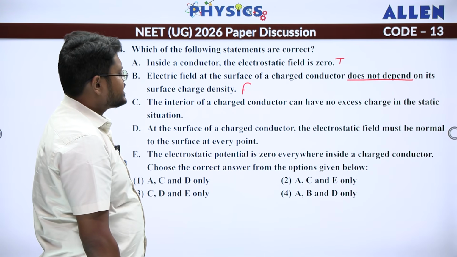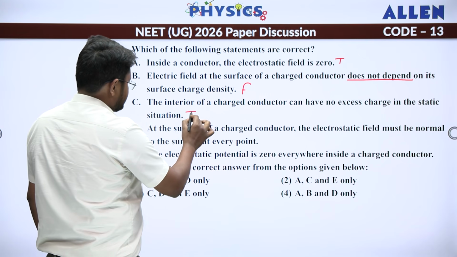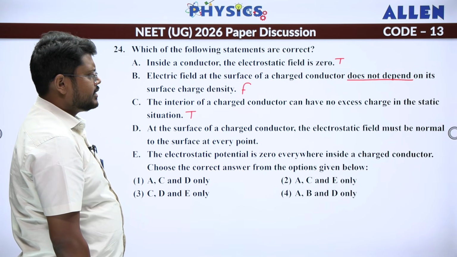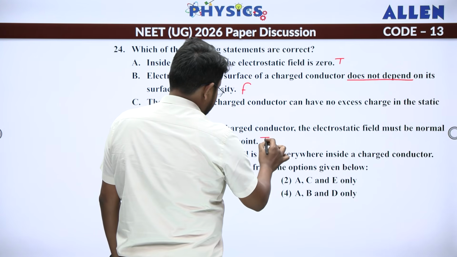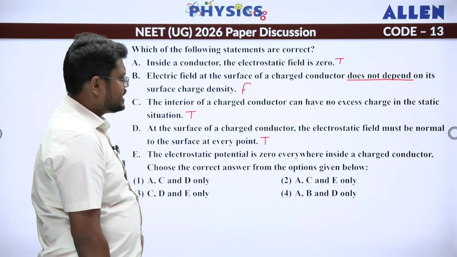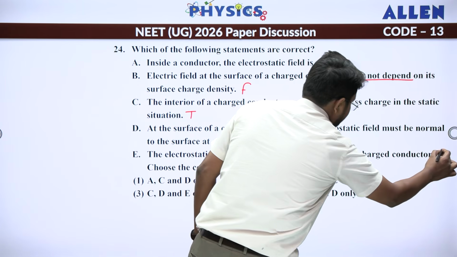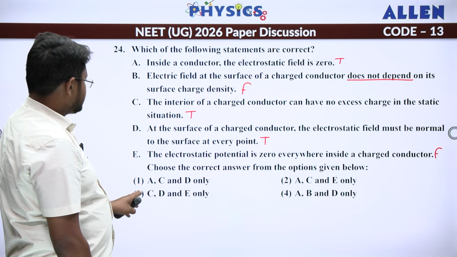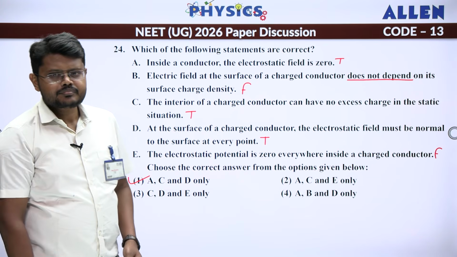The interior of a charged conductor can have no excess charge in a static situation. This is another statement which is correct. At the surface of a charged conductor, the electrostatic field must be normal. We know that is the property of a conductor, so this is also true. Electrostatic potential is 0 everywhere inside a charged conductor. It is not 0, it is constant, so this is also false. Now we can cross check the options. A is true, C is true and D is true. So the first option is the correct answer.